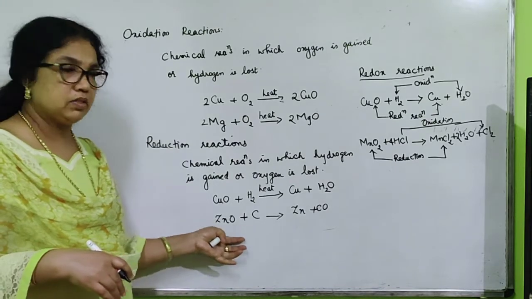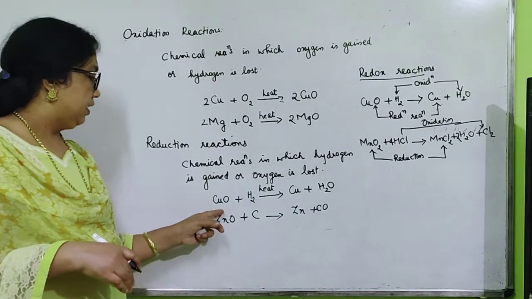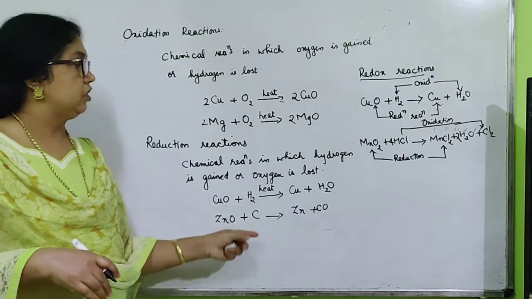Another example: zinc oxide reacts with carbon to give zinc and carbon monoxide. Here also, from zinc oxide, oxygen is lost. So that is a reduction reaction.